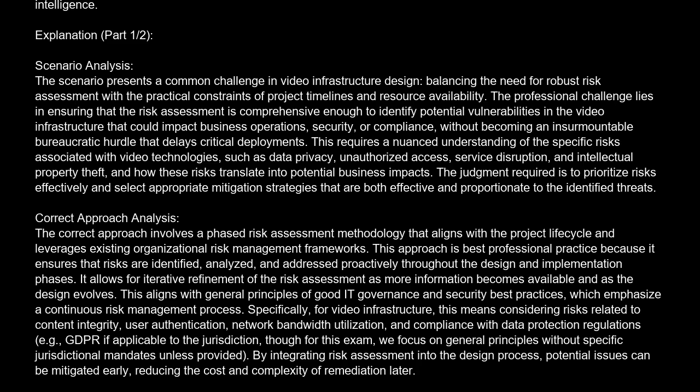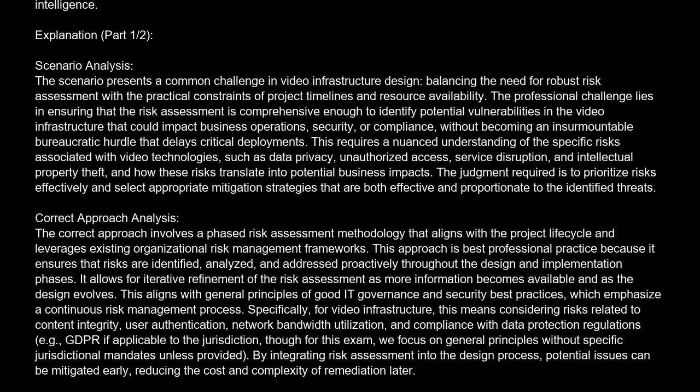Correct approach analysis. The correct approach involves a phased risk assessment methodology that aligns with the project lifecycle and leverages existing organizational risk management frameworks. This approach is best professional practice because it ensures that risks are identified, analyzed, and addressed proactively throughout the design and implementation phases. It allows for iterative refinement of the risk assessment as more information becomes available and as the design evolves.